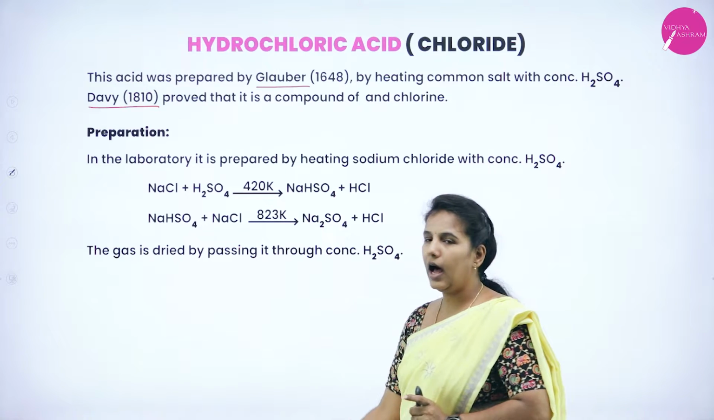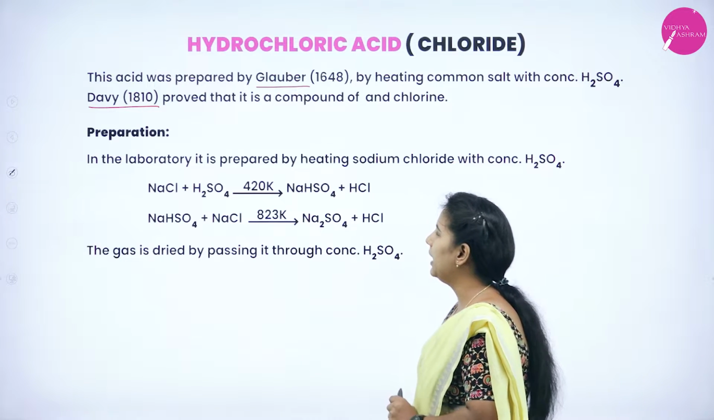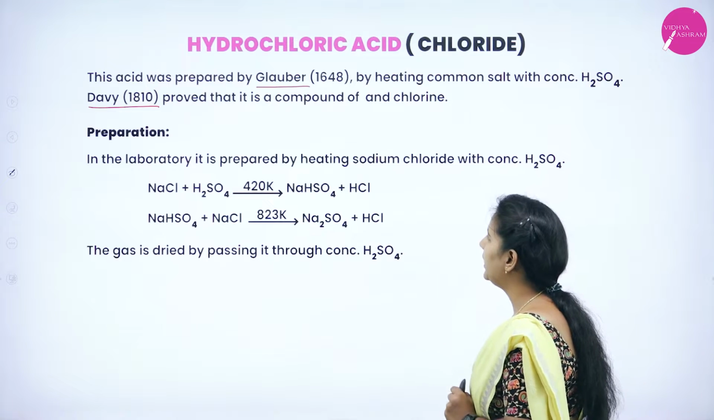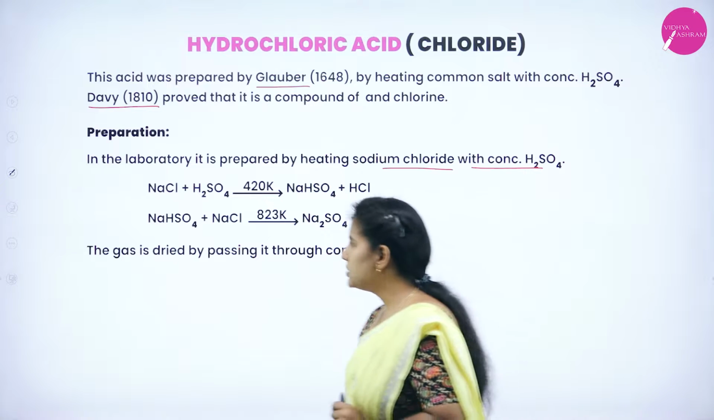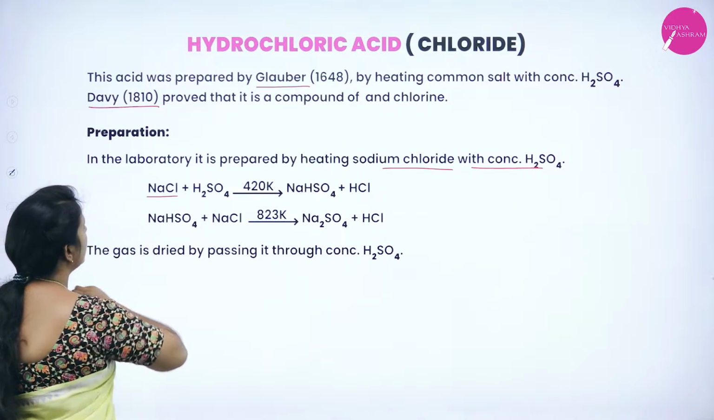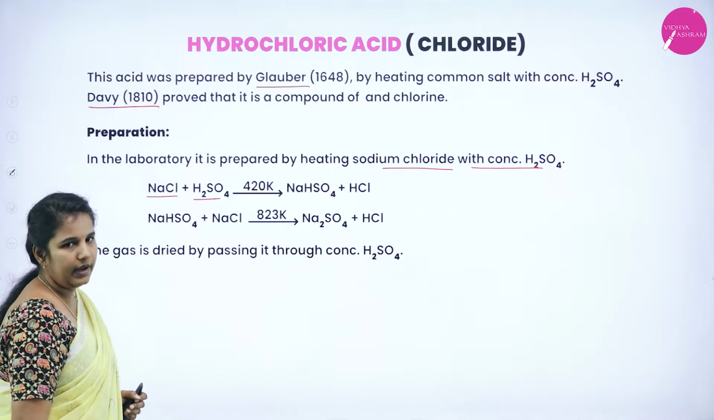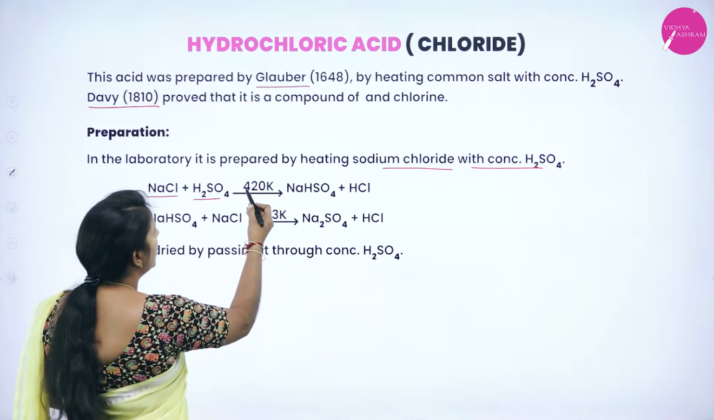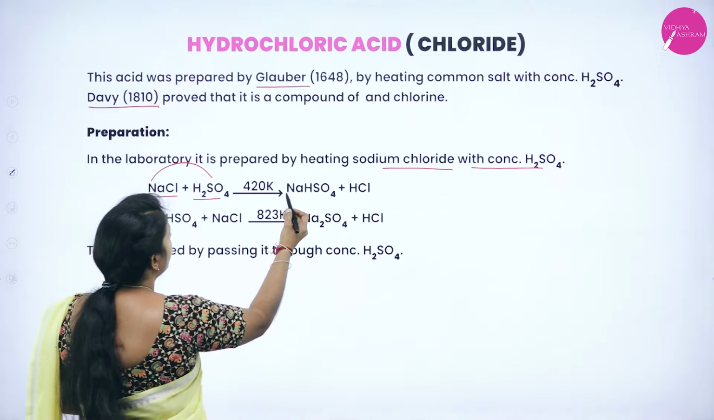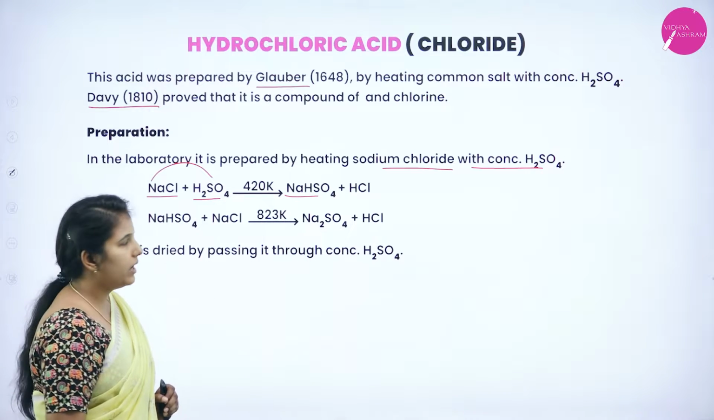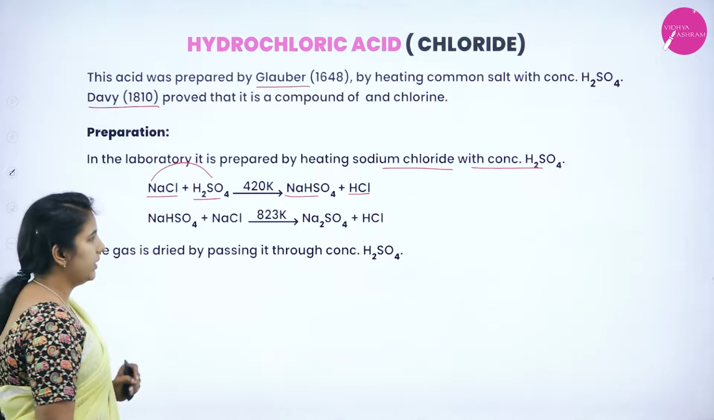Okay, we'll see how to prepare hydrochloric acid in the laboratory. In the laboratory, it is prepared by heating sodium chloride with concentrated H2SO4. So, how can we prepare it? First, we take the salt of sodium, that is sodium chloride. We heat it with concentrated H2SO4 at a temperature around 420 Kelvin. Sodium combines with SO4 and one hydrogen and forms sodium bisulfate with the formation of HCl. Okay, this is the first method.